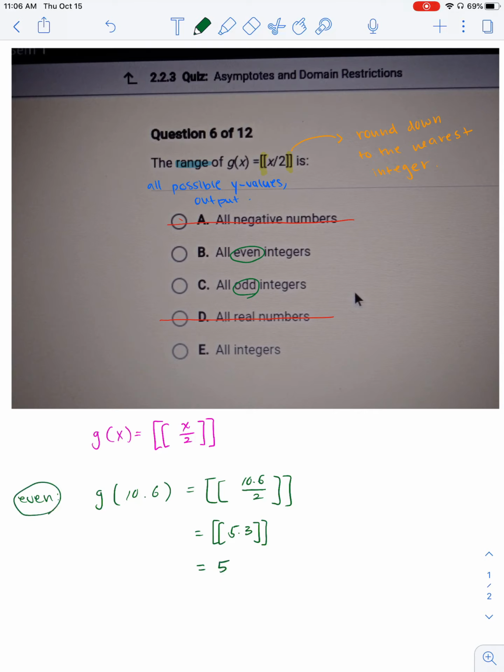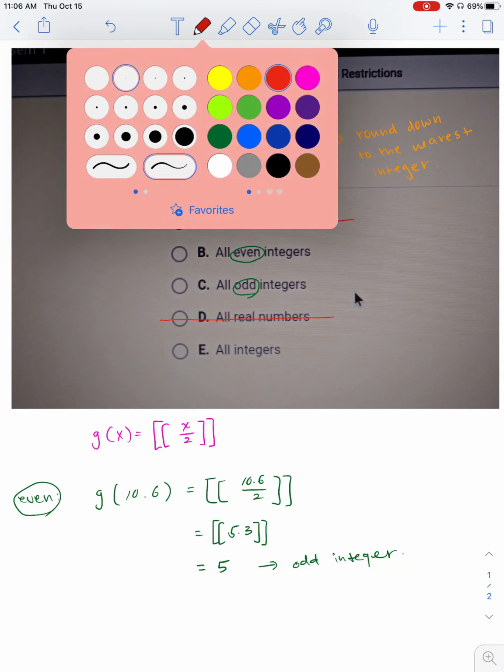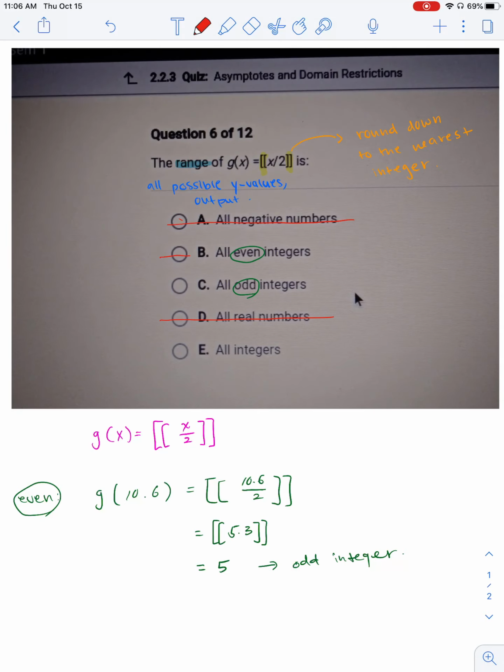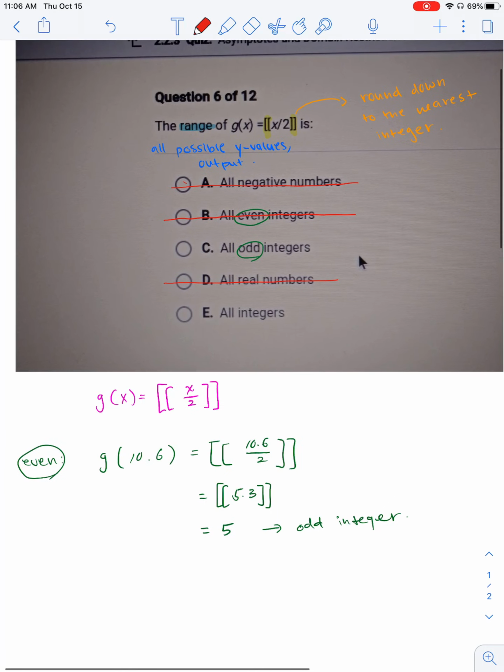So you'll see that, okay, I put an even number in, but I ended up getting an odd integer. So in my range, odd is possible, so I can take out choice B, because it says my range has to be all even integers, but I'm looking here and I'm like, oh, I can get an odd, that's possible.